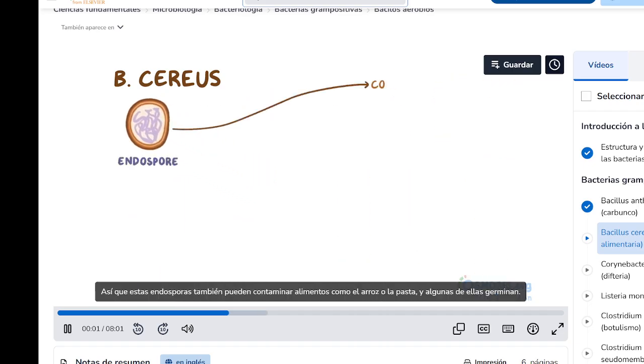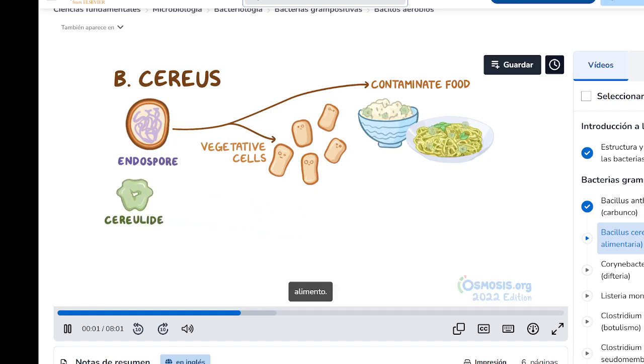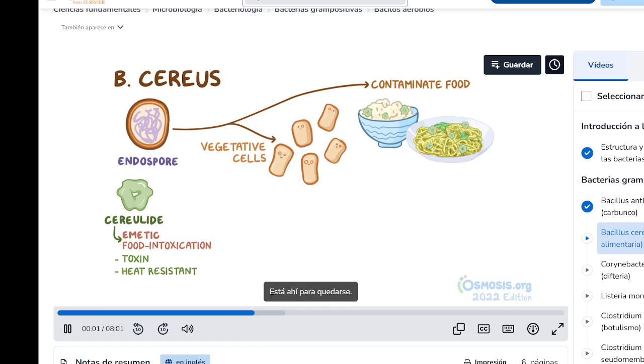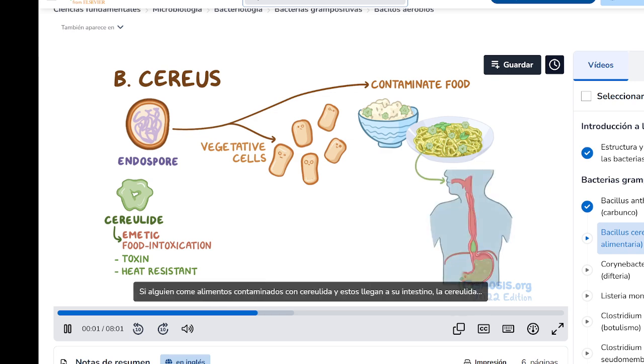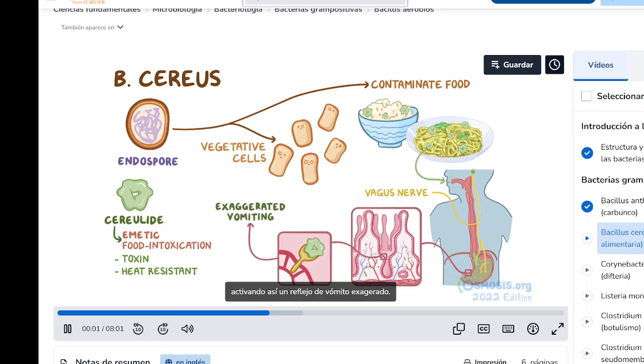So these endospores can also contaminate food like rice or pasta, and some of them germinate into vegetative bacterial cells, which then start producing a toxin called cereulide within food. Cereulide is a toxin known to cause vomiting when ingested, so it causes an emetic type of food intoxication. Cereulide is also heat resistant, so even when food is cooked or reheated, the toxin is there to stay. If someone eats that cereulide-contaminated food and gets it into their gut, cereulide binds to gastrointestinal mucosal chemoreceptors, and then excessively stimulates the vagus nerve, thus activating an exaggerated vomiting reflex.